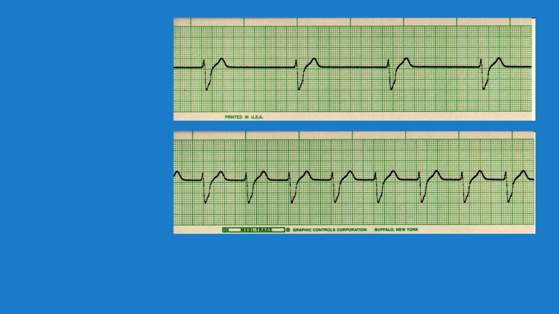So here are two examples of typical idioventricular rhythms. If you notice the regularity, they seem to be very regular, and that is generally the case when we're dealing with a rhythm that originates from one focus, as they do tend to be regular.